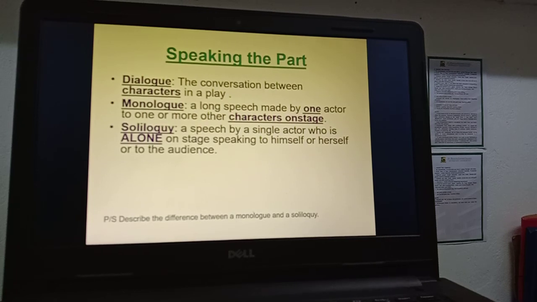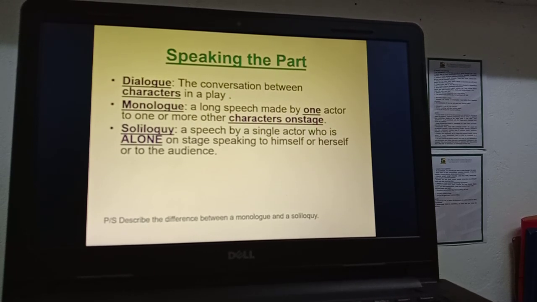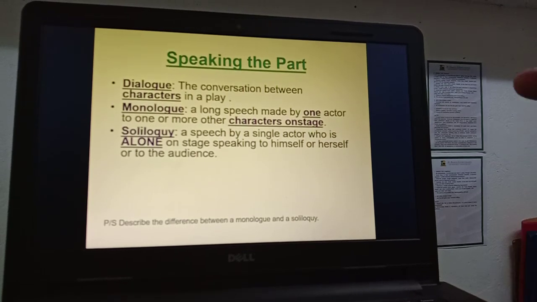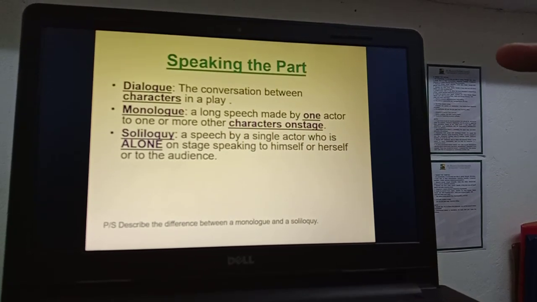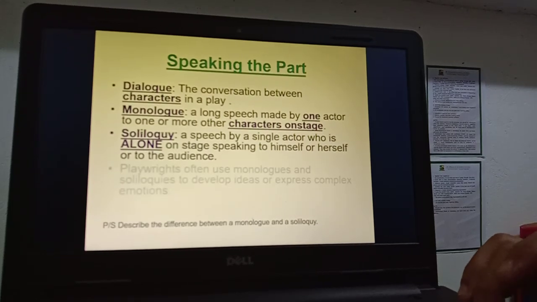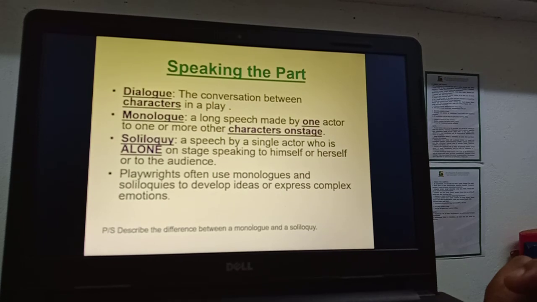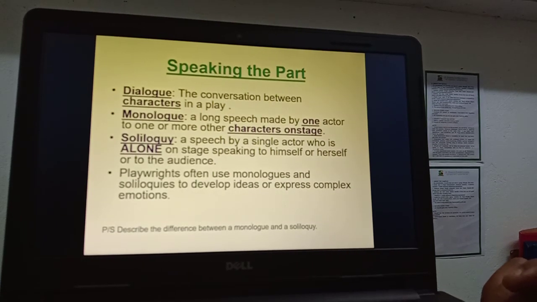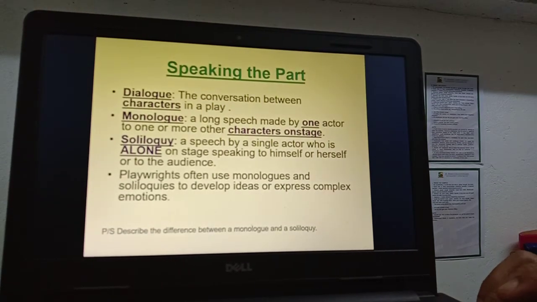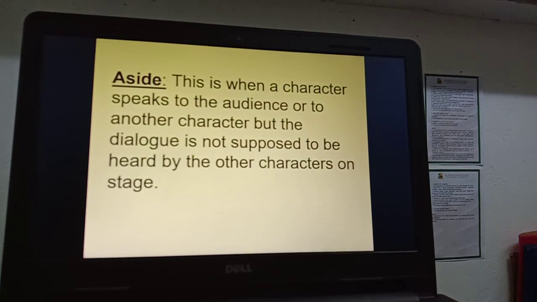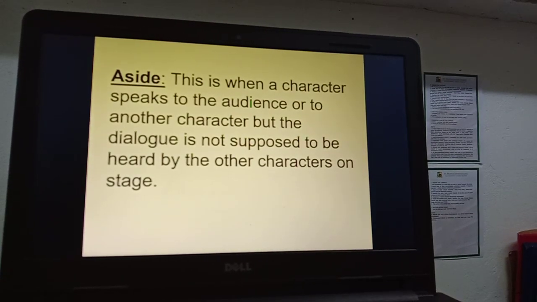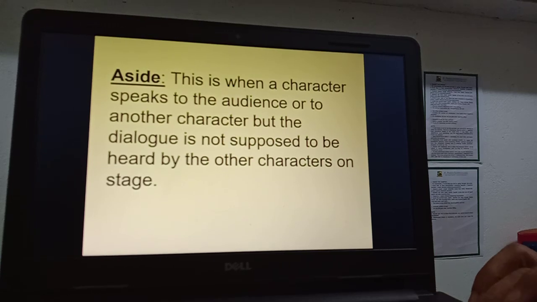Soliloquy, a speech by a single actor who is alone on stage speaking to himself or herself or to the audience. So soliloquy is different from monologue. Playwrights often use monologues and soliloquies to develop ideas or express complex emotions. Aside, this is when a character speaks to the audience or to another character, but the dialogue is not supposed to be heard by the other characters on stage.